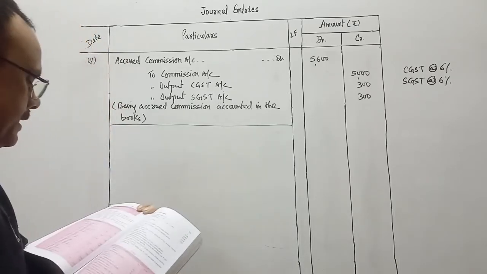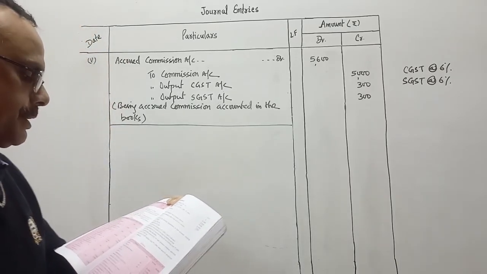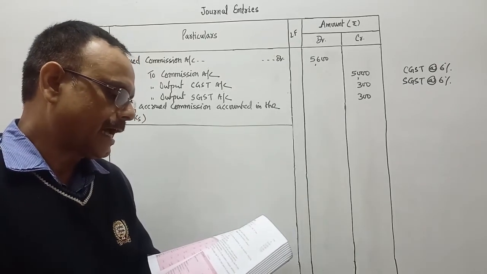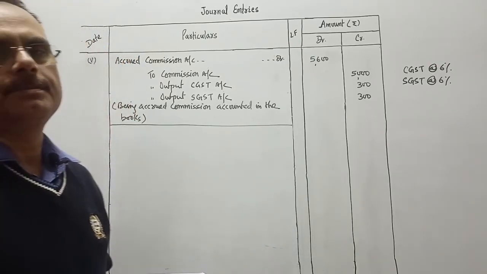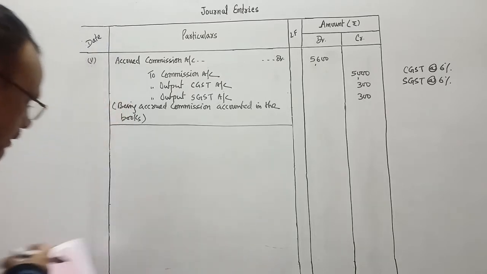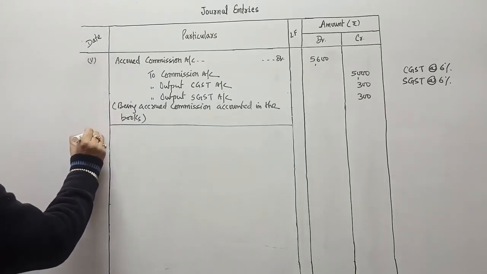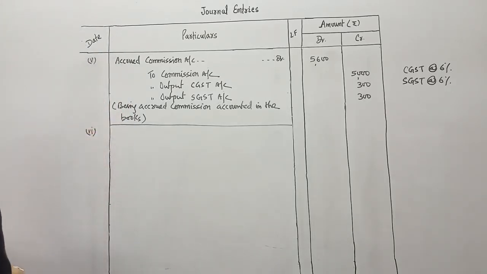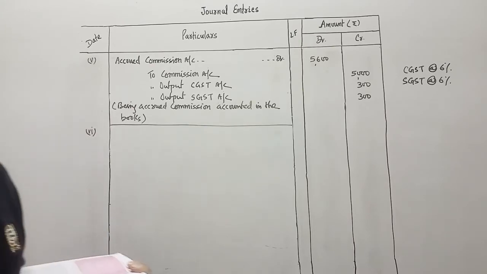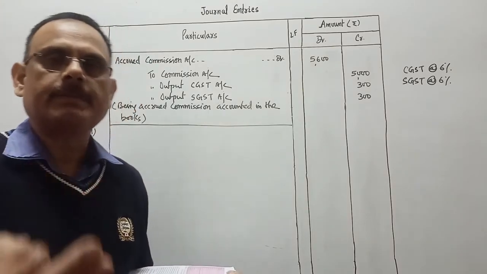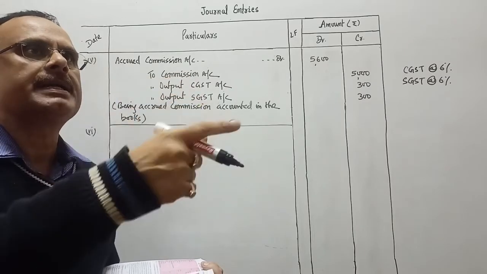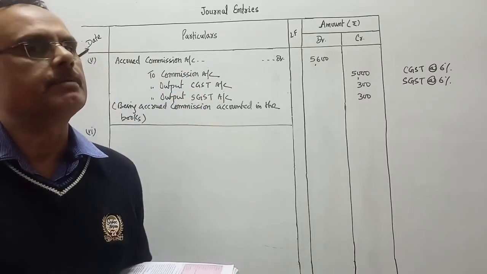Next is related to bad debts. Write off 500 as further bad debts. Further bad debts means additional bad debts. The sixth adjustment is for further bad debts, meaning additional bad debts in addition to the bad debts given in the trial balance.